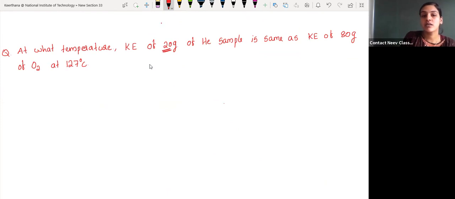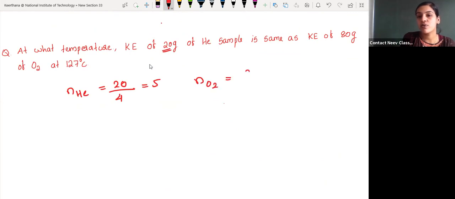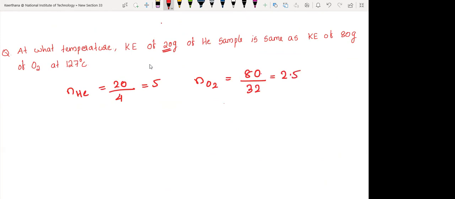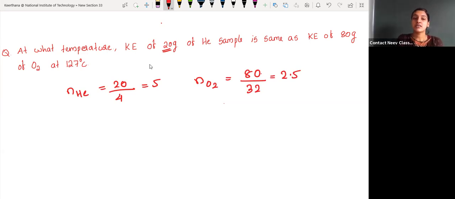And 20 gram means number of moles of He. Here it will be 20 divided by 4, which is equal to 5. And number of moles of O2 will be equal to 80 divided by 32, which is equal to 2.5. Ma'am, is it 200 Kelvin? Yes, it's 200. Here they are asking the kinetic energy of 5 moles of He is equal to kinetic energy of 2.5 moles of O2.